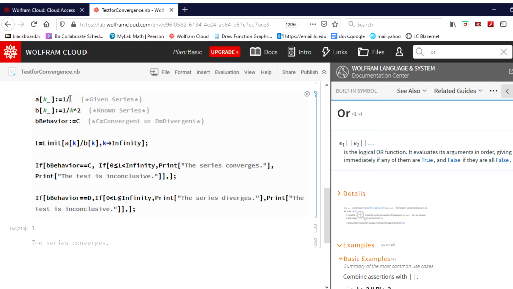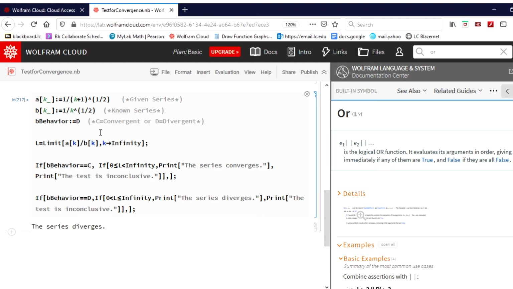Let's say we had 1 over k plus 1 raised to the 1/2 power. That's our known. What we're going to compare that to is k to the 1/2, which you will note is a p-series where p is equal to 1/2. And in the case of a p-series, we know the result is going to be divergent. Right? So does the test tell us that we get a divergent result here? Run the test. The series diverges. All right.